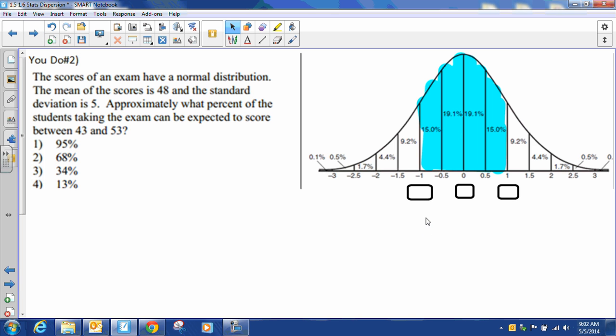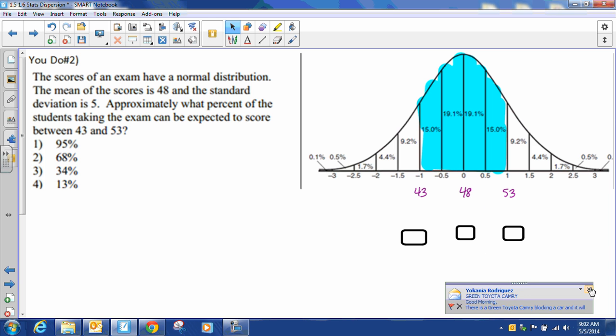Number 2. Here the mean of the scores is 48, so we label that first. And the standard deviation is 5, so I add 5, subtract 5. Approximately what percent of the students taking the test can be expected to score between 43 and 53? Well, we've already labeled 43 and 53. To give the percentage within this interval, you can either add these up, 15 plus 19.1 plus 19.1 plus 15, or you can just memorize that within 1 standard deviation, it's about 68%.